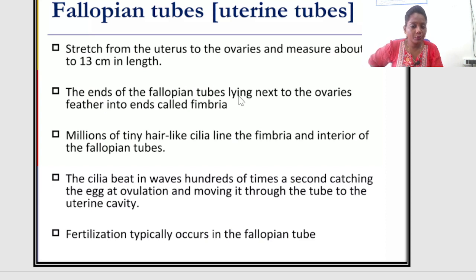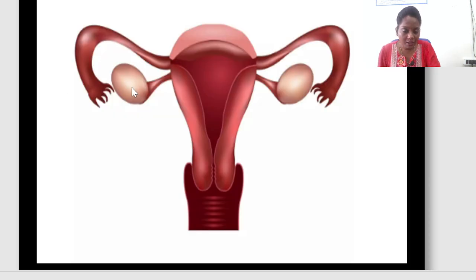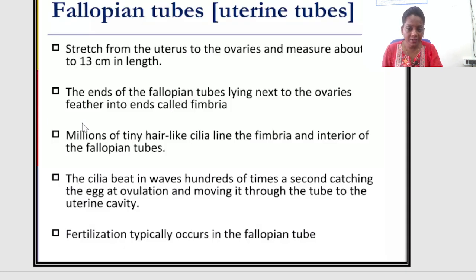The ends of the fallopian tubes lying next to the ovaries feather into ends called fimbriae. Already in this structure I told you about the finger-like projections. One ending is connected with the uterus and the other ending is connected with an ovary, where finger-like projections are there, which we call fimbriae. The ends of the fallopian tubes lying next to the ovaries feather into the ends called fimbriae.